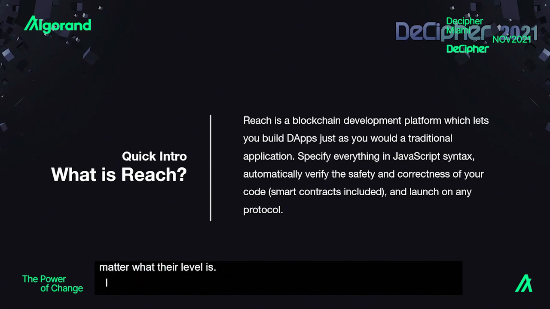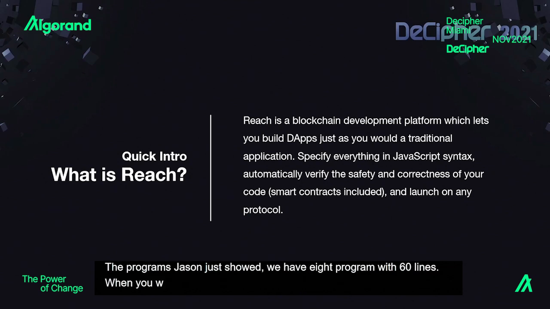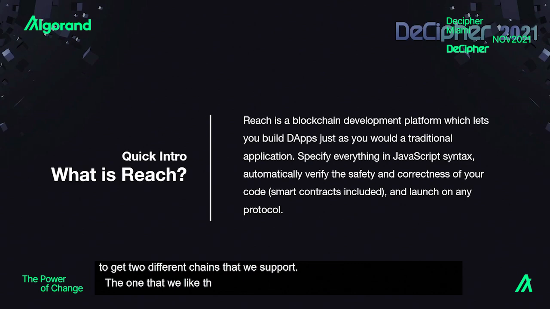Just as an example, the program that Jason just showed in PyTeal, we wrote a version of that program in Reach, and it's about 60 lines of code. So Reach is a JavaScript-based programming language where when you write your program, you feel like you're writing normal JavaScript code. But we take that program and we compile it into the backend languages of the different chains that we support, because we support multiple chains. The one that we like the most, don't tell anybody, is Algorand. So we spend a lot of time thinking about and optimizing Reach for Algorand.